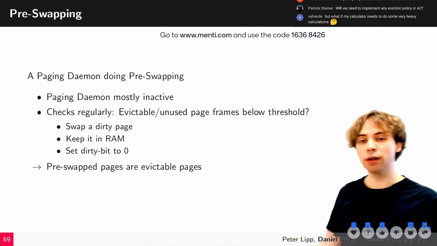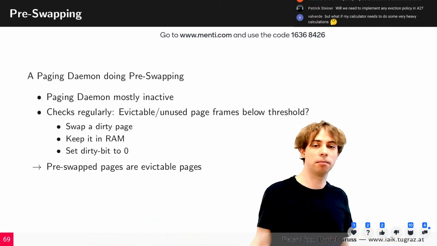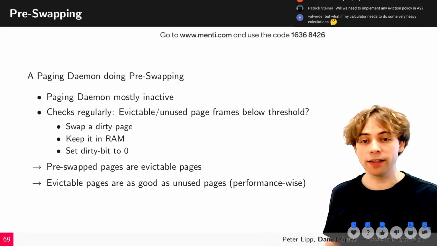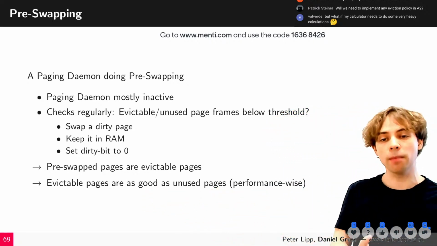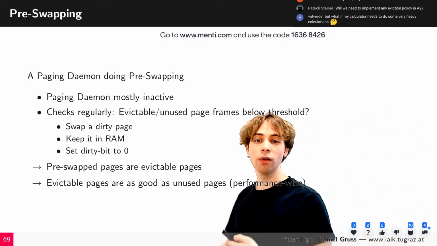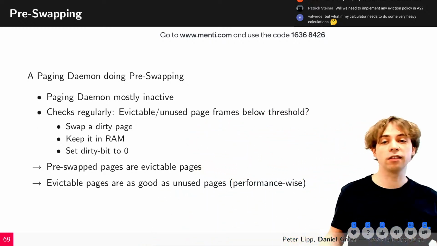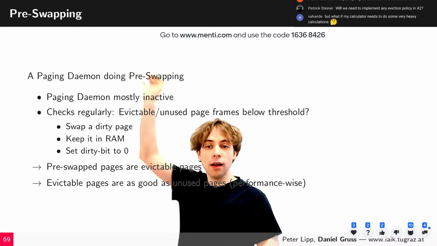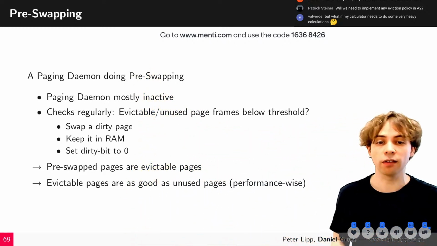And then you can say pre-swap pages are evictable pages. You can just evict them. And performance-wise, this is just as good as unused pages because you don't have to swap them out. They are already swapped. Of course, the decision which pages you want to swap out or which pages you want to pre-swap, you can again make this dependent on the swapping algorithm to get also the advantages of the swapping algorithm here.